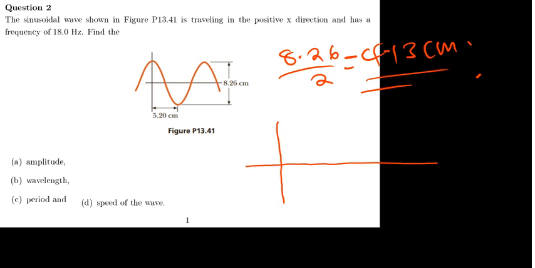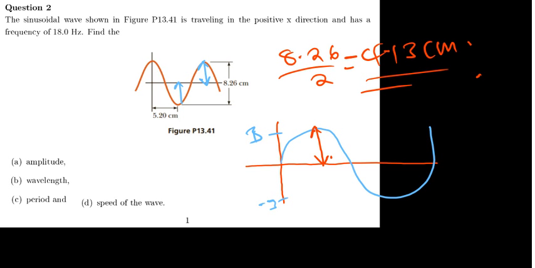Okay, so if this is 3, and down here is also negative 3, the amplitude is from here all the way to the equilibrium position. So that is our amplitude. We can check the position from this point all the way to this point.